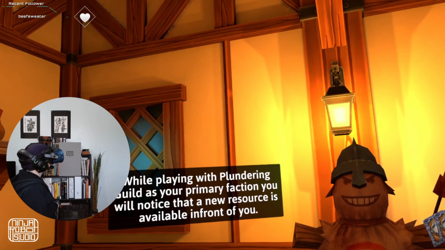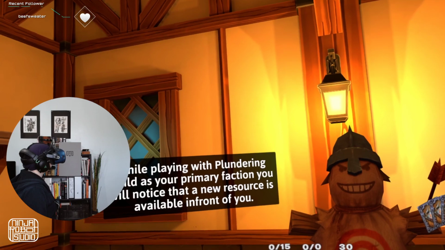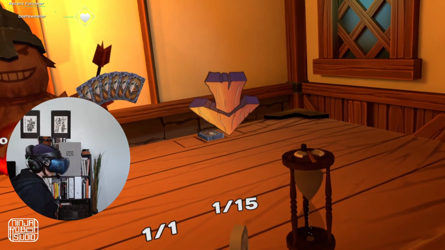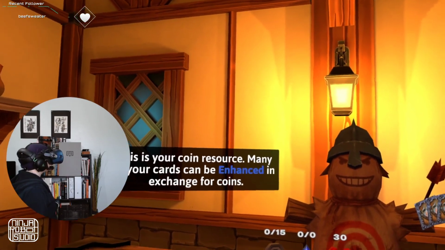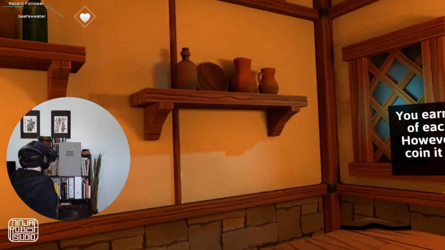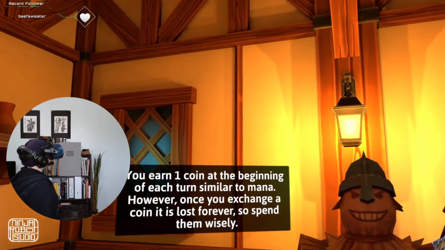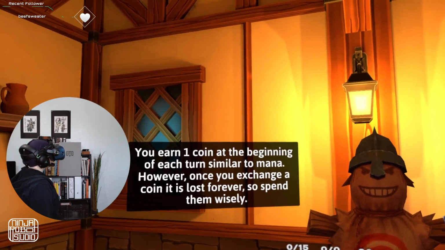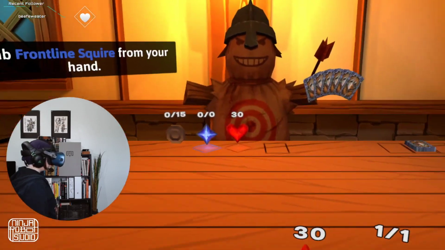While playing with the Plundering Guild as your primary faction, you will notice that a new resource is available in front of you. This is your coin resource. Many of your cards can be enhanced in exchange for coins. You earn 1 coin at the beginning of each turn, similar to mana. However, once you exchange a coin, it is lost forever, so spend them wisely. Grab Frontline Squire from your hand.